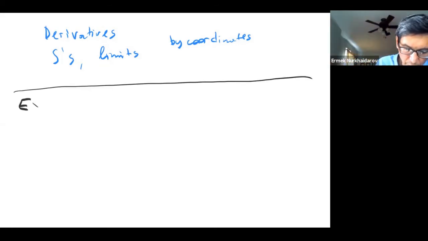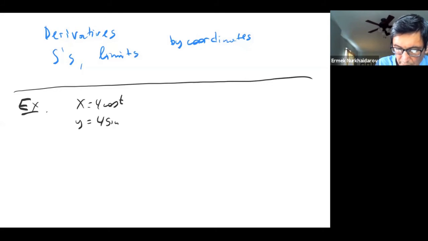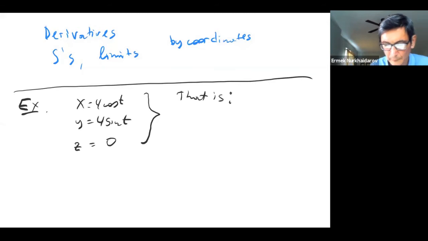I'll do a couple of easy ones, maybe. X equals 4 cosine t, y equals 4 sine t, z equals 0. Can you recognize the curve? So z equals 0, z equals constant. For now, don't bother about it much. 4 cosine t, 4 sine t.